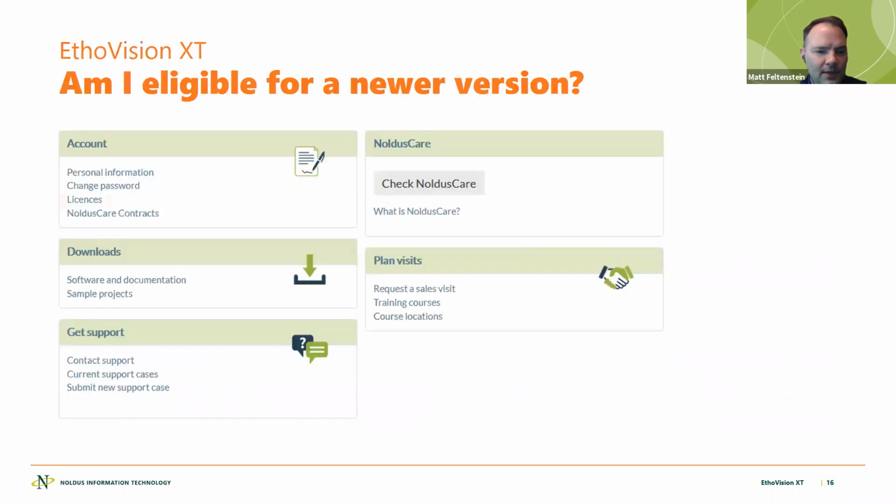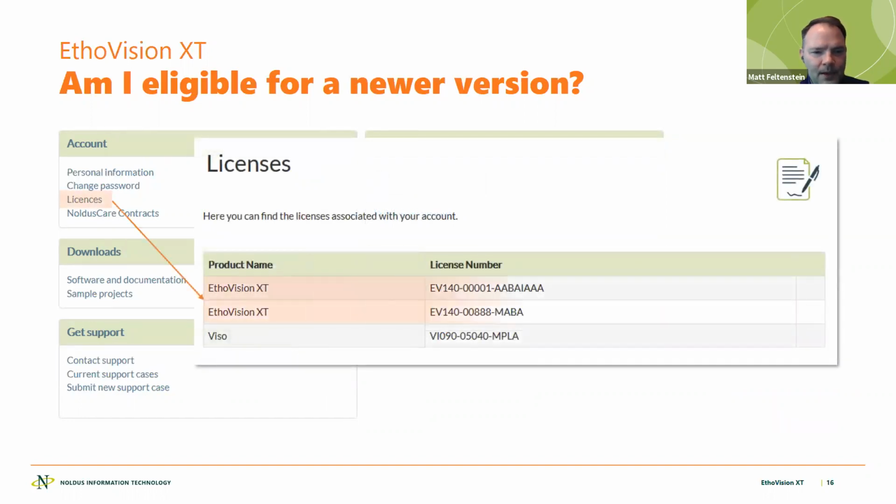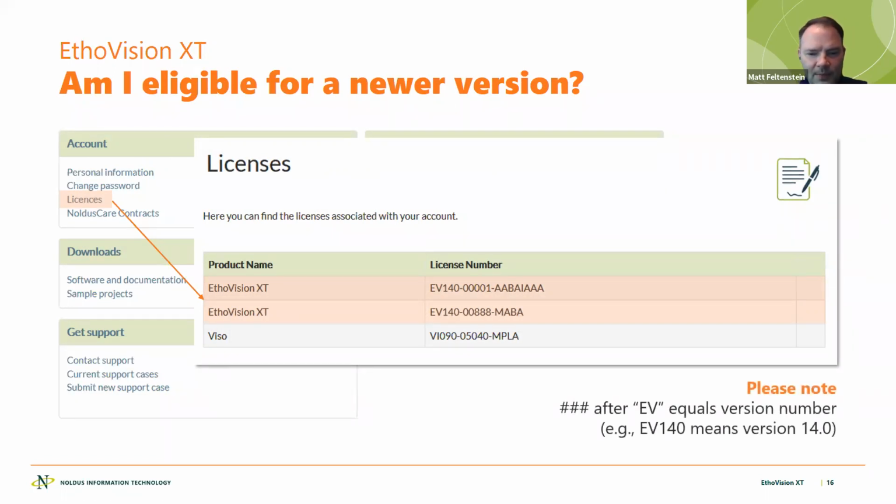In My Noldus, there is a license button. If you click on that, it will open a window to tell you which licenses you have available that are associated with your account. For example, this user has two licenses of EthoVision and one of Viso, which is a multi-room reporting system. This will tell you which version of the software you're eligible to use. And to help you decipher the code here, if you look for EthoVision, you see EV140.